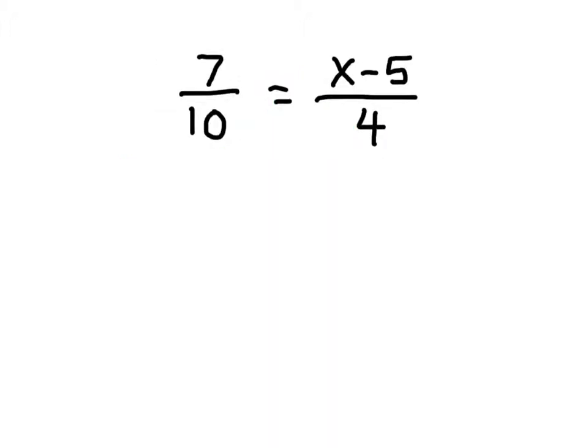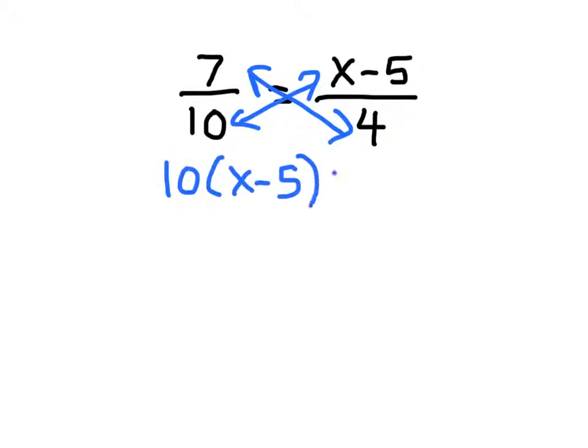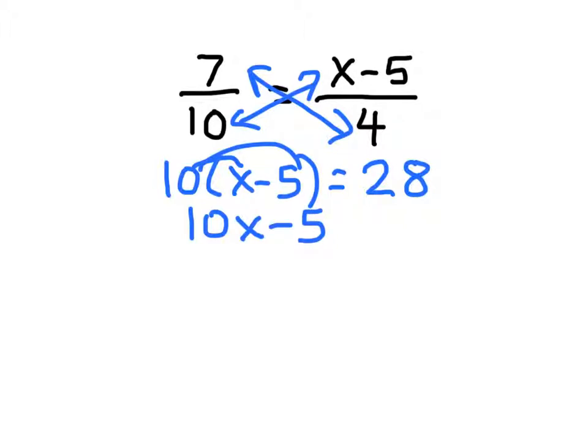Pause your video, solve for x, restart to check your answer. Welcome back from pausing the video. We're going to cross multiply. So on one side, we're going to have 10 times x minus 5. On the other side of the equal sign, 7 times 4, which is 28. Distribute the 10. 10 times x is 10x. 10 times a minus 5 is minus 50.